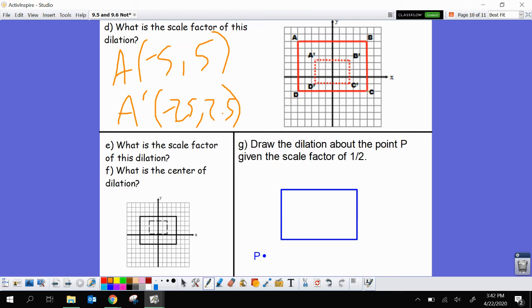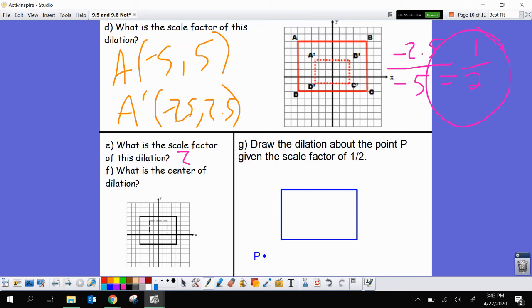Okay, what I'm going to do is I am going to take the image and I'm going to divide it by the pre-image. So if I just take the x values, because they're going to be the same, if I do negative 2.5, that's the image, divided by the pre-image, which is negative 5, then that would give me 1/2. And so the dilation here, the scale factor, is 1/2 or 0.5. It doesn't matter. E says, what is the scale factor of this dilation? So again, I would do that same thing. If you want to do this yourself, you can, but you'll see that the scale factor of the dilation is 2, okay? Or you can say 2 to 1.